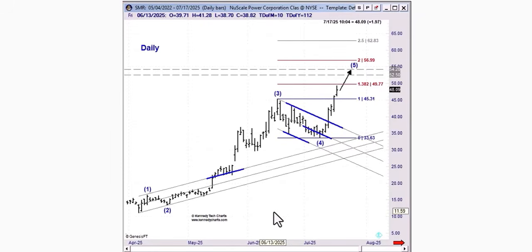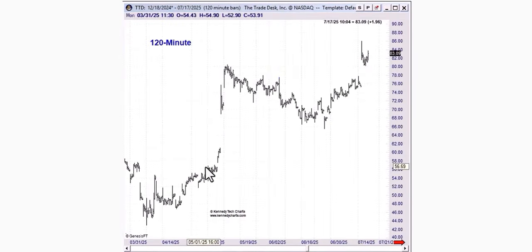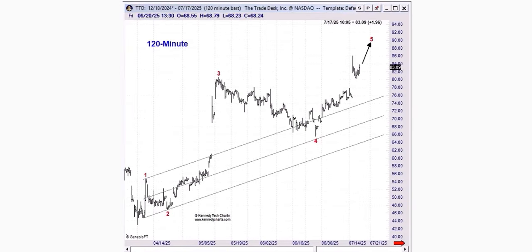Is this a motive wave, or is this a corrective wave? Now let's walk through another example. I'm not sure if I showed this to you. This is a price chart of The Trade Desk, ticker symbol TTD. So, a blank price chart.